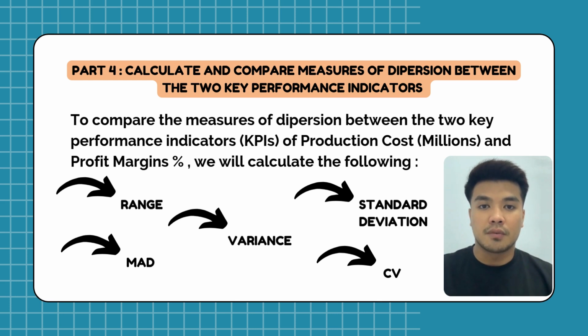I will explain part 4, which is to calculate and compare measures of dispersion between the two key performance indicators. To compare the measures of dispersion between the two key performance indicators of production cost and profit margins, we will calculate the following. Firstly, range. Secondly, MAD. Thirdly, variance. Fourthly, standard deviation. And the last is CV.